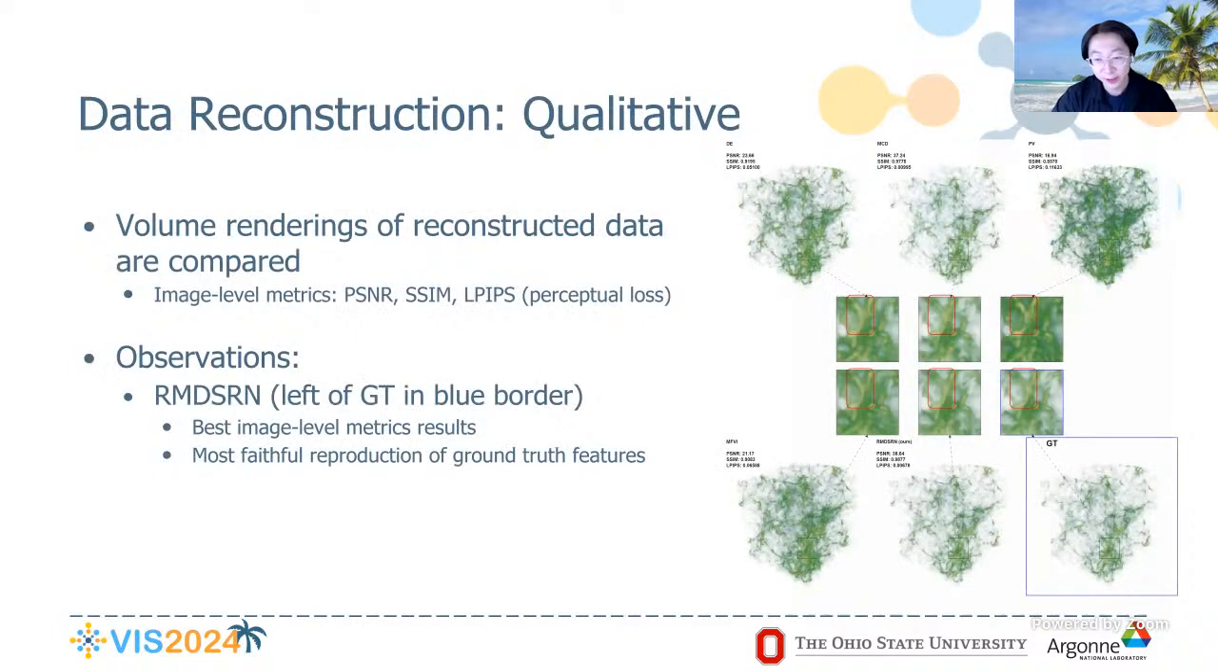To qualitatively evaluate the accuracy of the visualization results, we present volume renderings of the next dataset. We also add image-level metrics, including image-level PSNR, SSIM, and the perceptual loss. And we can see that our model RMDSRN, which is on the left-hand side of the ground truth with the blue border, had the best quantitative results. We can also qualitatively confirm it from the zoom-in views that RMDSRN has the best preservation of the ground truth features.